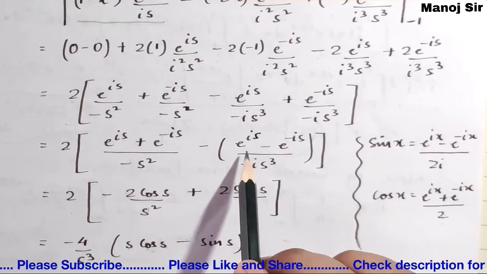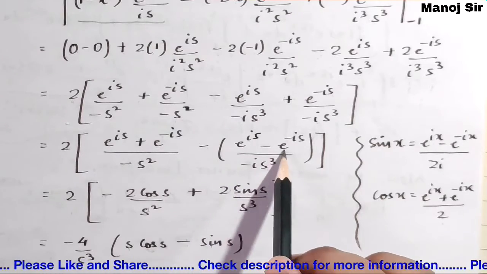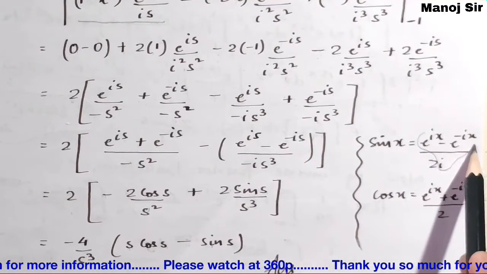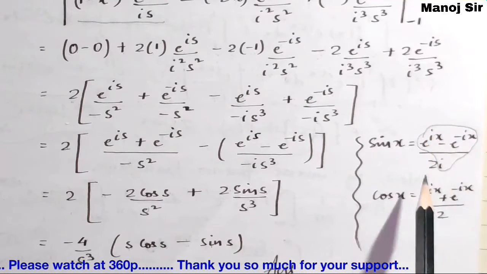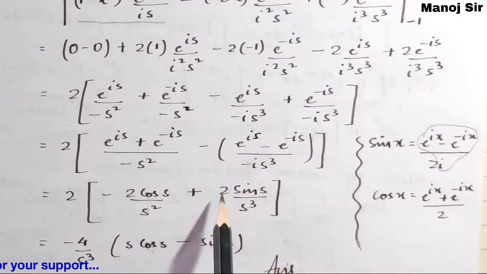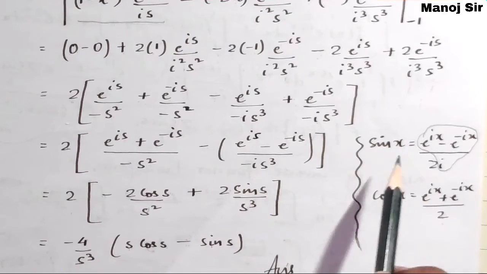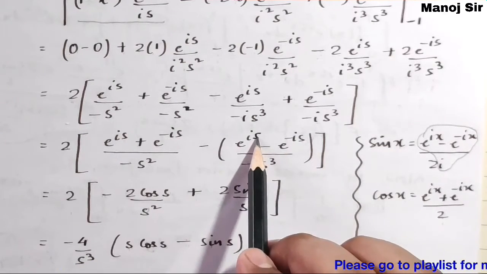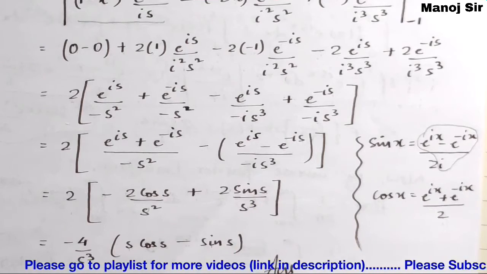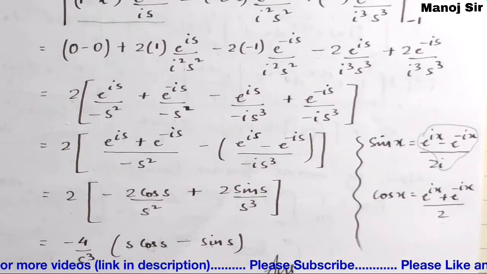So this part, e to the power is minus e to the power minus is, is how much? Yes, 2 into sin x. So this part is replaced with 2 into sin s, since here the function is s instead of x. So it is 2 sin s upon s cubed, as it is.